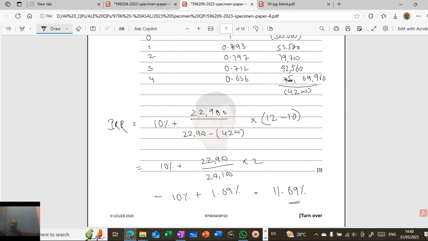Sir, how did we get this? So we solved all of them separately. So 22,900 divided by 27,100, you get one value. In that you have to multiply by 2, because 12 minus 10 is 2, no? Okay, got it.